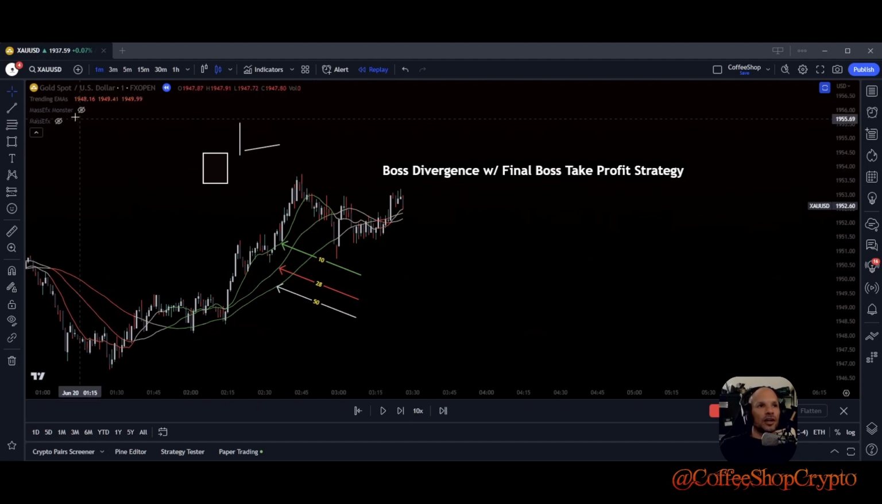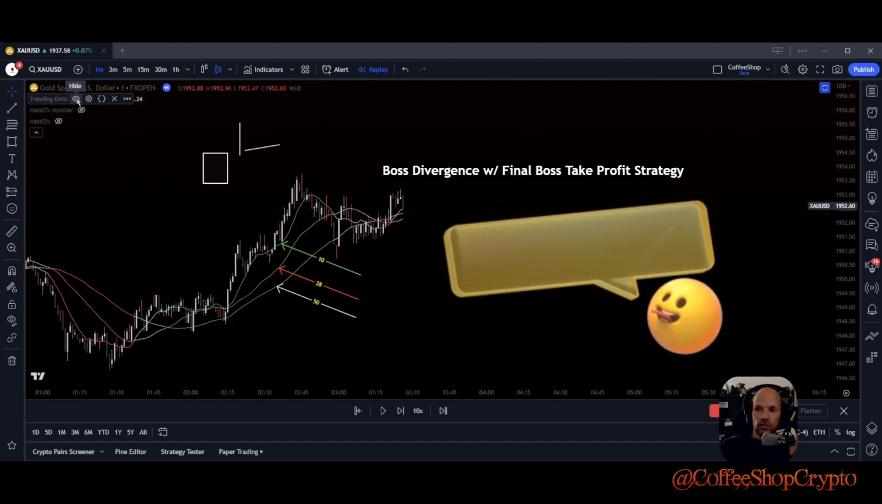So there is an indicator that's in the description below. It is not on TradingView. It's in the description below. There's a link to the idea for it, but the code is below.